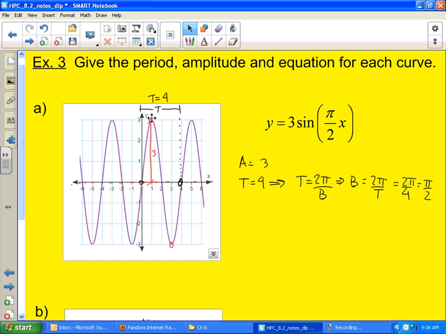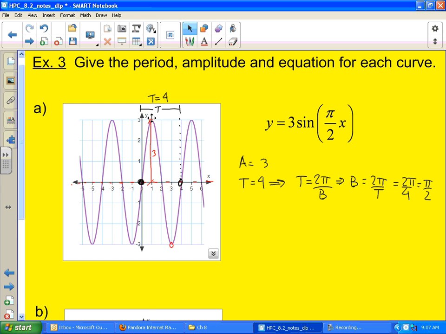So let's see if that B, pi over 2, shows up in my equation. There it is. There's my amplitude of 3. How did we know it was a sine curve? Well, the sine curve is the one that starts at 0, 0 and goes up from that point. So I have a sine curve that's been vertically stretched, and then it has been shrunk by this pi over 2 B value.